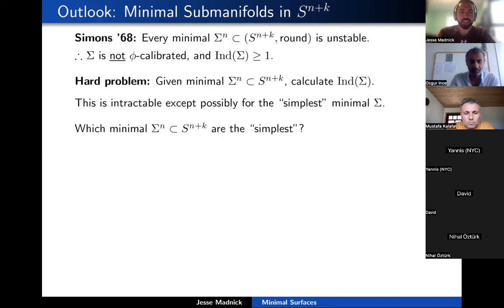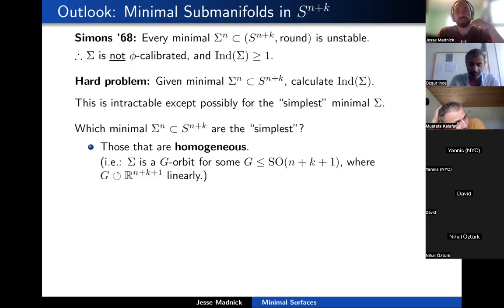This raises the question of which minimal submanifolds are simple. And here I'm not just talking about hypersurfaces, codimension 1, I'm talking about any possible codimension. How can we impose order on the chaos that is the giant class of all minimal submanifolds of any codimension? So I want to argue that there are two natural conditions that you can put on a minimal submanifold that make it simple.